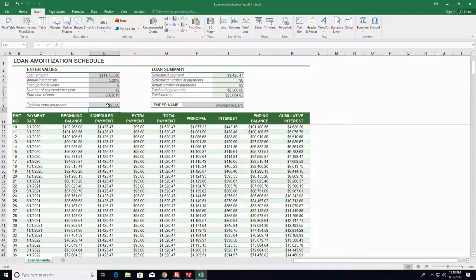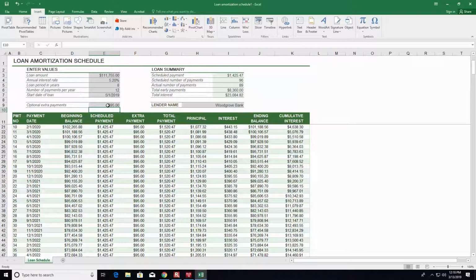How much interest do I save? $2,000. The difference between $25,090.58 and the number that's up there now, $23,084.82. I saved $2,005.76.